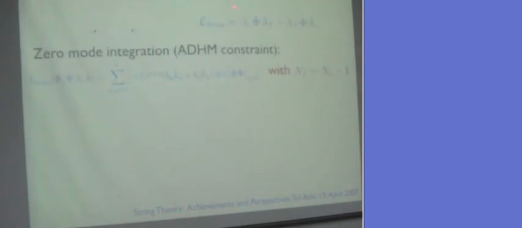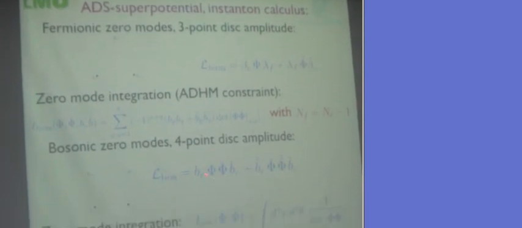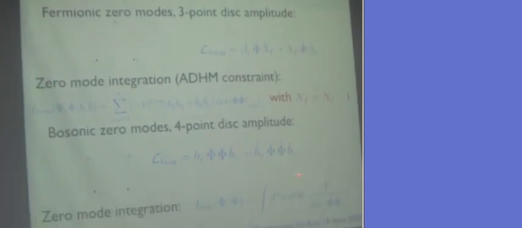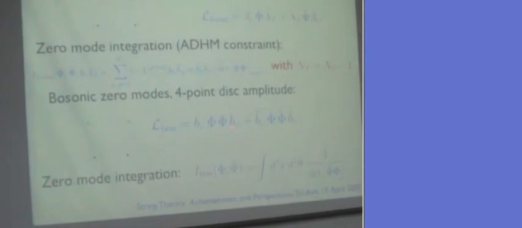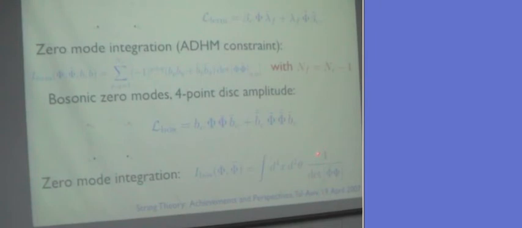We have 3-point disk amplitudes between one matter field and two zero mode fields, so two fermions and one boson, like the Yukawa coupling. You do the zero mode integration. Then you have another 4-point amplitude which you have to compute. Again, you do the zero mode computation. And this bosonic zero mode computation, this is maybe important to mention, brings down the phi's from the numerator now into the denominator. And here I have written it as a determinant.